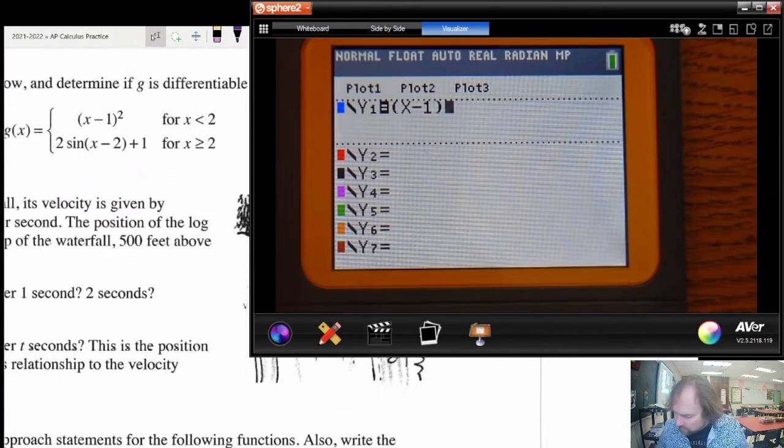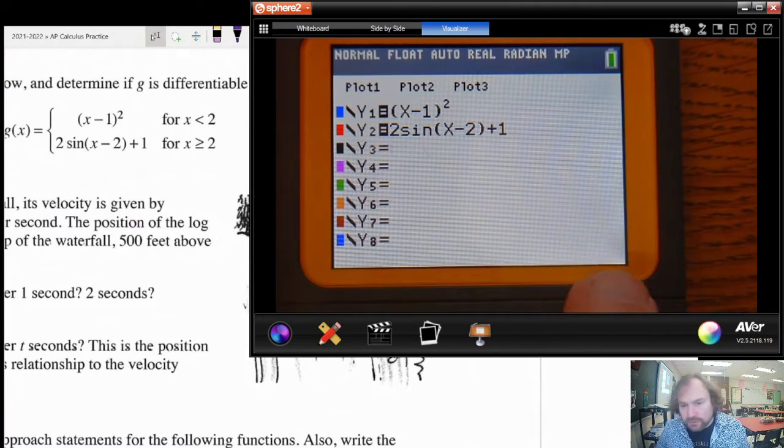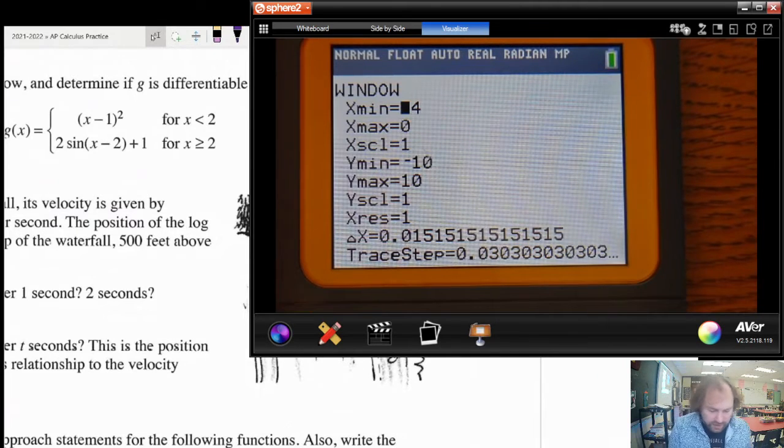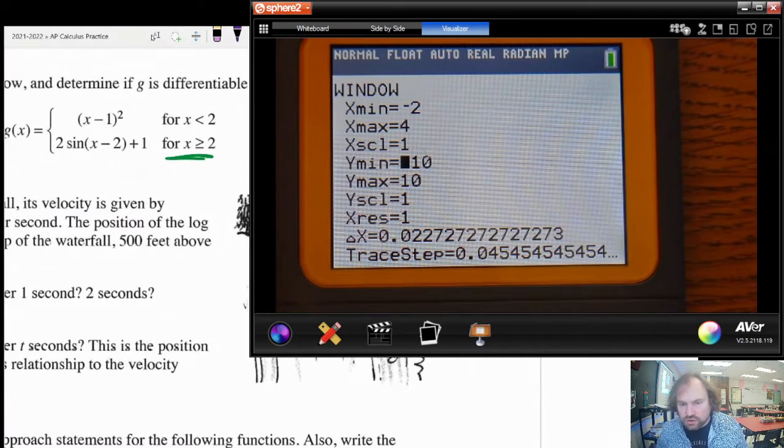X minus 1 squared, and then we have 2 sine x minus 2 plus 1, like that. As far as the window goes, we're concerned with what's happening when x is equal to 2. So let's just look about right around there. We'll go from like -2 to 4 for this graph, and then we'll go from -10 to 10. That should show us what's happening.